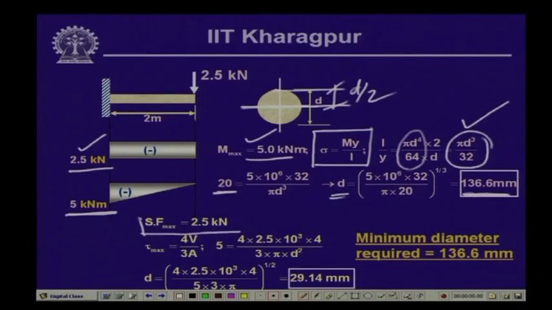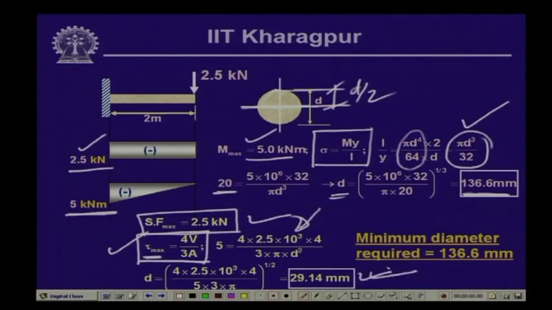corresponding to the maximum shear force of 2.5 kilonewton. And as you know, we are interested to evaluate the maximum shearing stress, as we cannot compute the shearing stress at any other point in this particular circular cross section. So, tau max is equal to 4/3 V by A, as we have seen, and if we substitute the limiting value of the shearing stress from this particular expression, we get the value of d as equal to 29.14 millimeter. Now, out of these two values, corresponding to bending we have d as equal to 136.6 millimeter, corresponding to shear we have 29.14 millimeter.